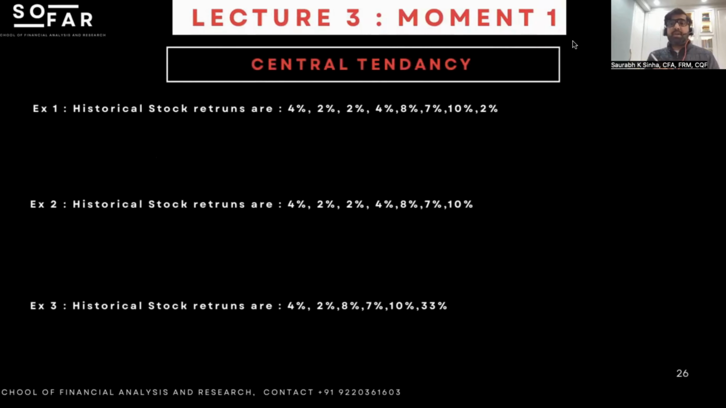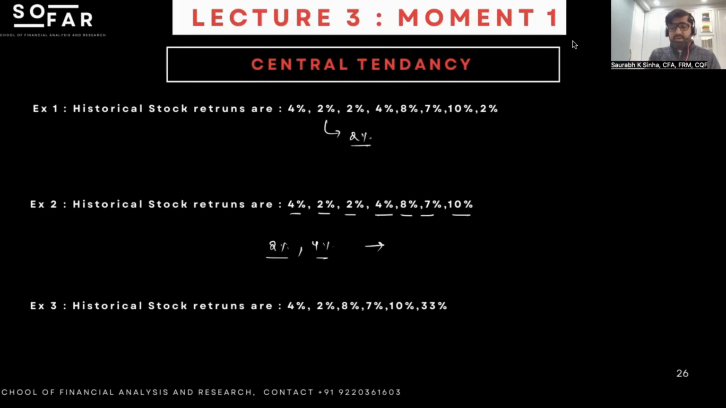But what if you change the data? You change the data and you make it 4%, 2%, 2%, 4%, 8%, 7%, and 10%. Now you have two modes, 2% and 4%. Earlier, when my data was 4%, 2%, 2%, 4%, 8%, 7%, 10%, and 2%, I had one mode.